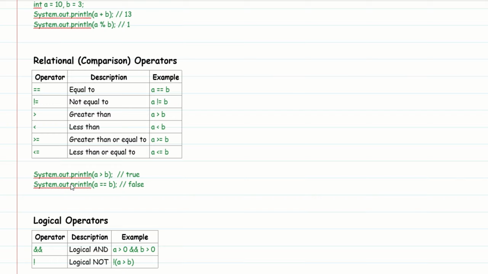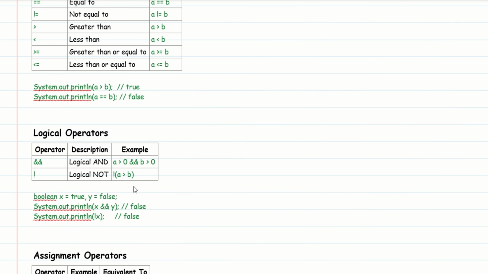So if you evaluate two values, say a is 10 and b is 3, then when you evaluate 10 greater than 3 it will be true, that is 10 is greater than 3. And when you evaluate a equals b, that is checking whether 10 is equal to 3 or not, then that is false.